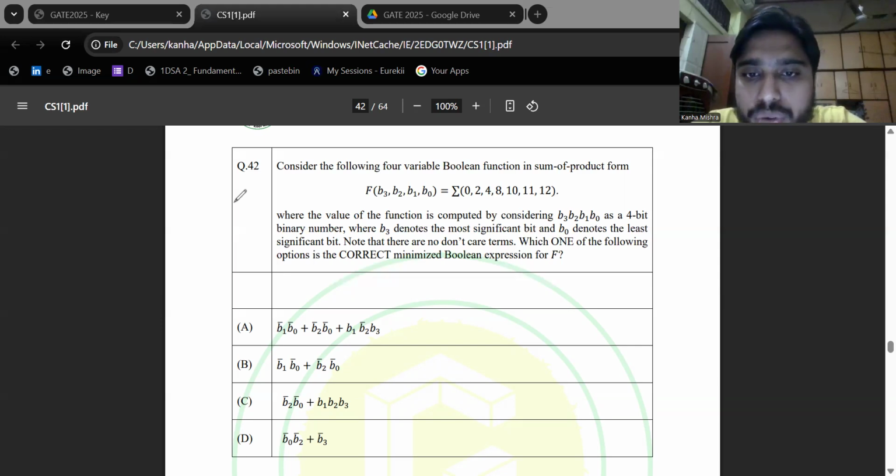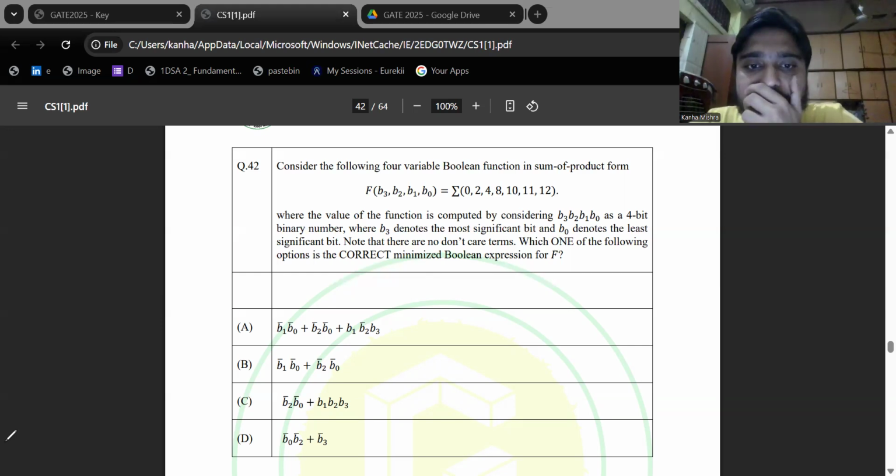Notice that there are no don't care terms. Which one of the following options is correct? Minimized Boolean expression for the function. So we are given four options and we need to figure out the minimized Boolean expression. So let's start by understanding the prerequisites of this particular question.